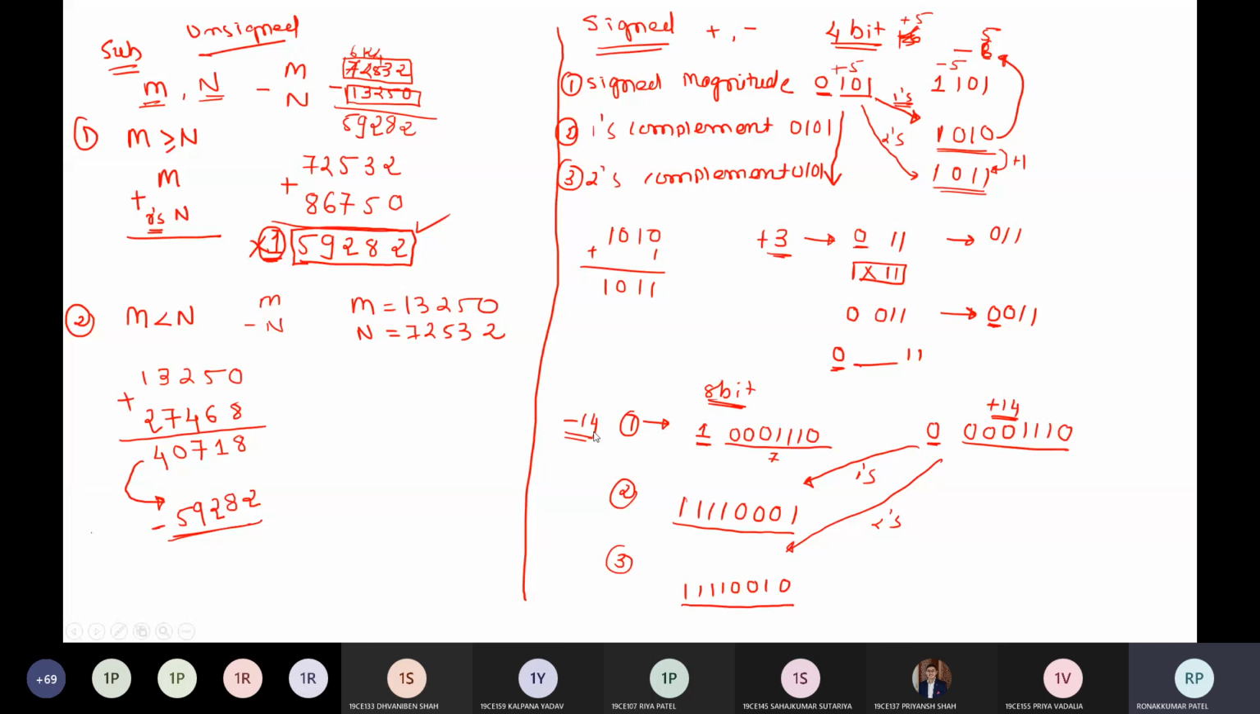Now I will give you a negative number in 2's complement. How do we directly represent a negative number in 2's complement? Right, that I will show.